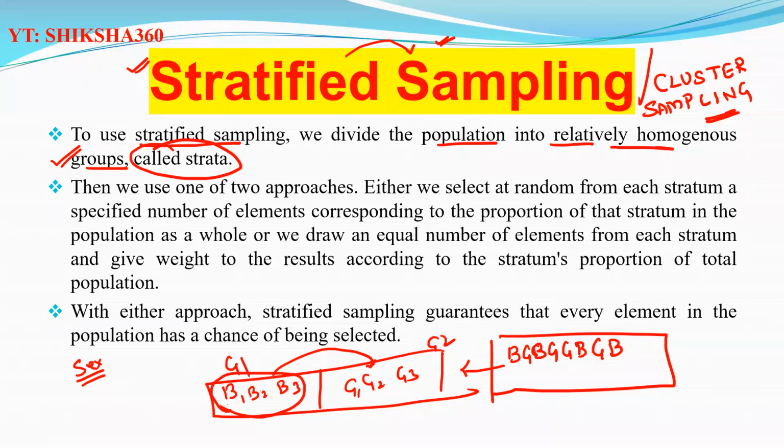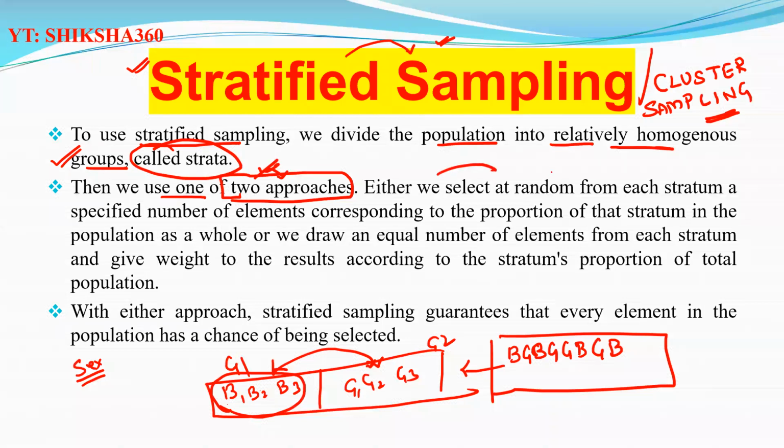So what is stratified sampling? It is when we club all persons of the same category into a group. First we separate the population into two or more homogeneous groups, according to the situation. Next we have to use one of two approaches.